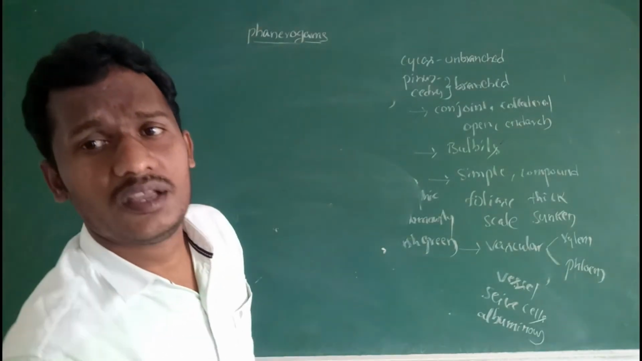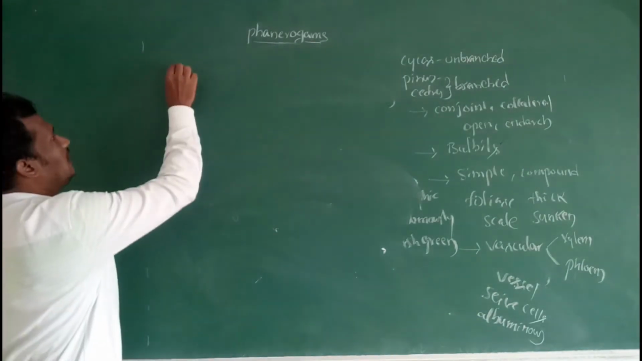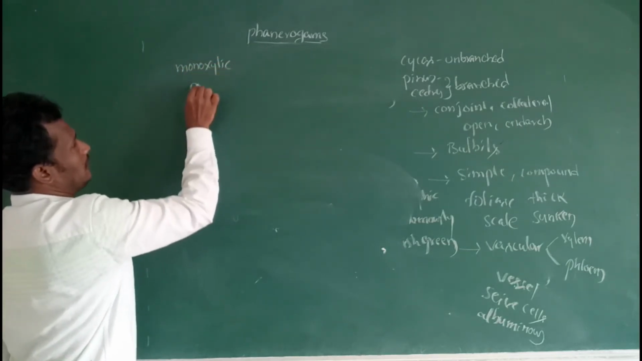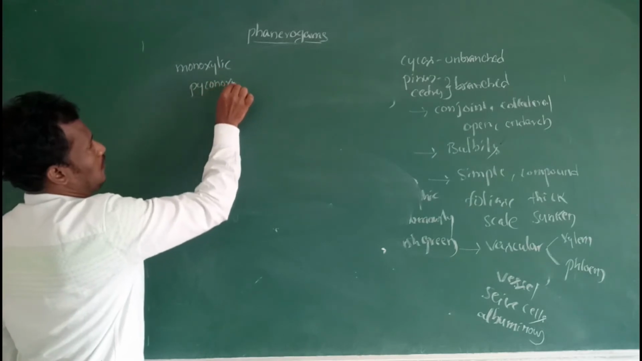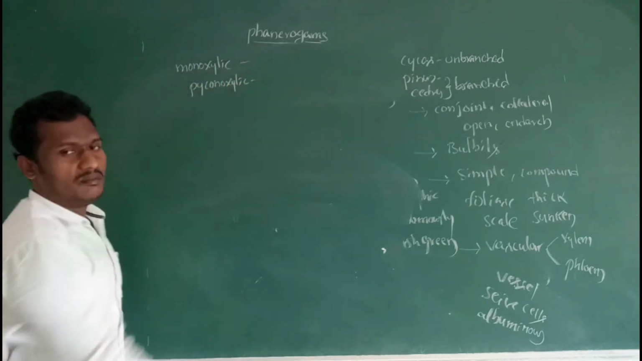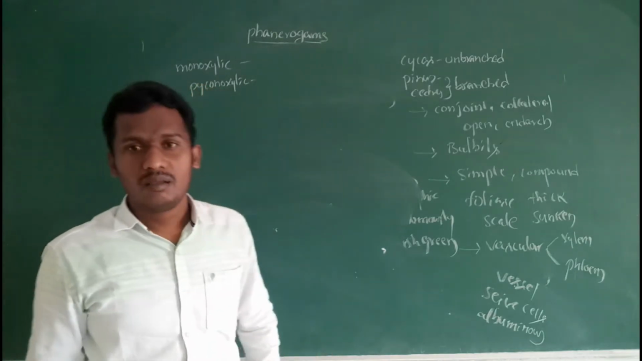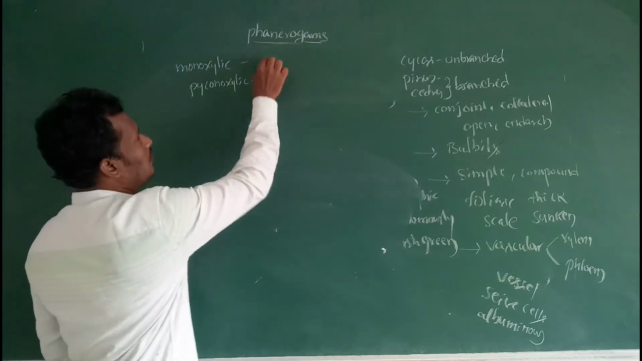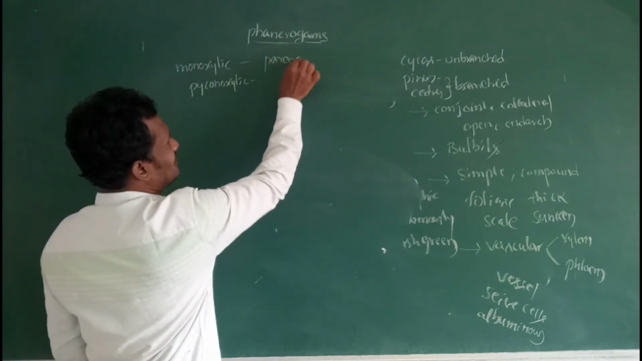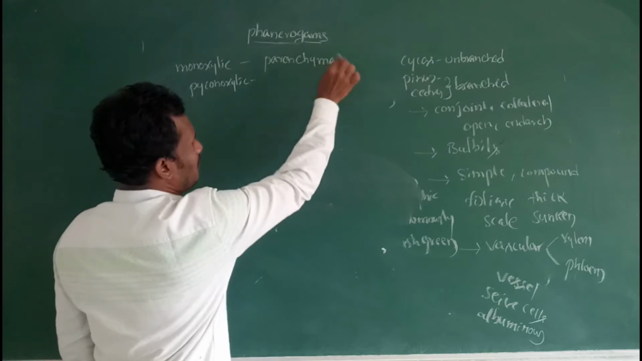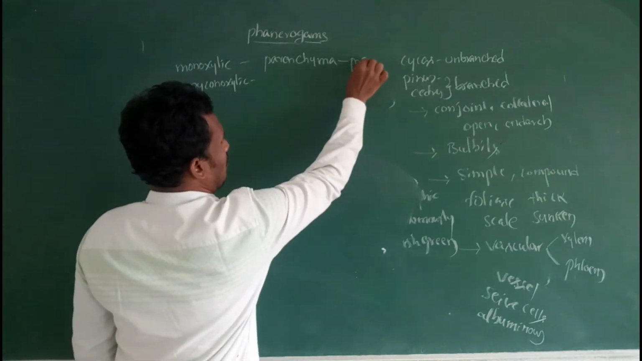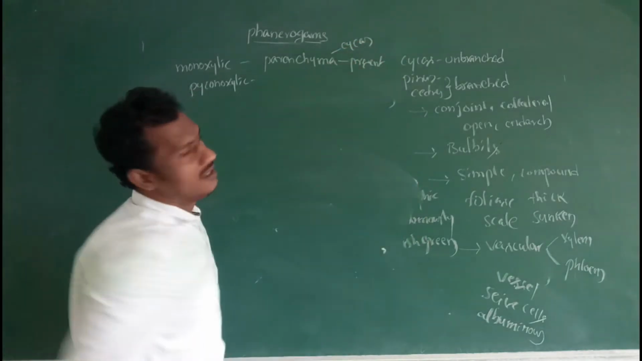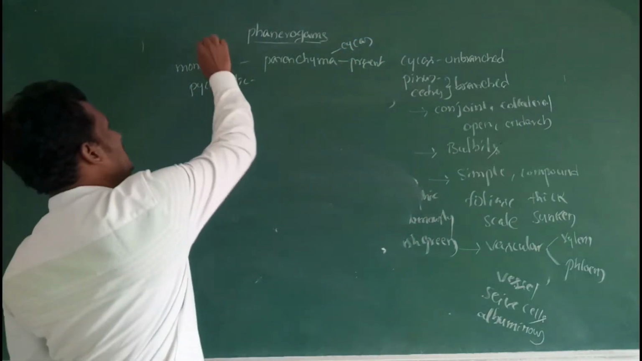Then wood in gymnosperms: monoxylic wood and pycnoxylic wood. So xylem wood in gymnosperms is monoxylic wood and pycnoxylic wood. Monoxylic wood means parenchyma is present. Example, cycas.